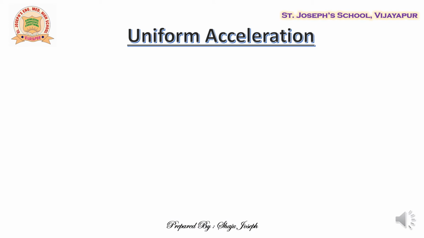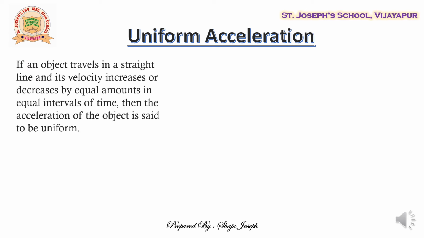So a new discussion again on acceleration is uniform acceleration. What is uniform acceleration? If you consider a body moving in a straight line and its velocity is going on increasing or decreasing in equal amounts in equal intervals of time, then we say the acceleration of the object is uniform. See, it is not uniform motion. Let me be clear. This is non-uniform motion because velocity is changing. But the change of velocity in the given time is constant.